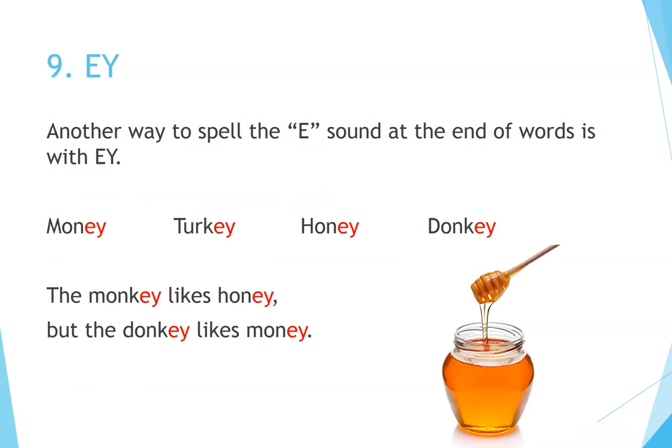Number 9. EY. Another way to spell the E sound at the end of the words is with EY. Money. Turkey. Honey. Donkey. The monkey likes honey, but the donkey likes money.